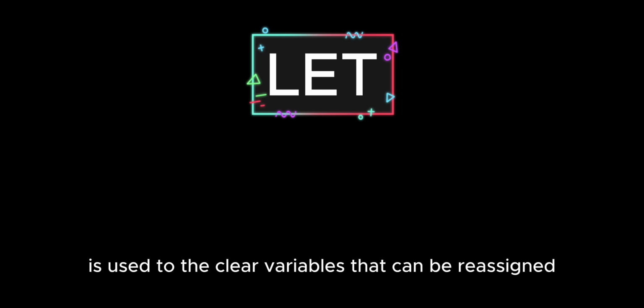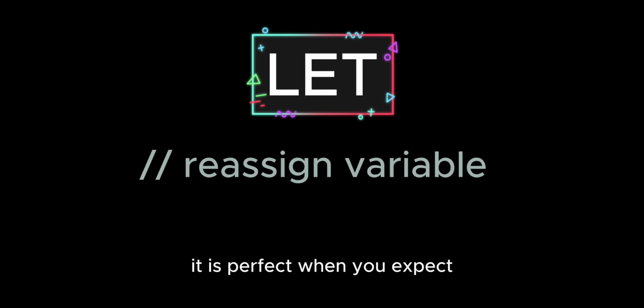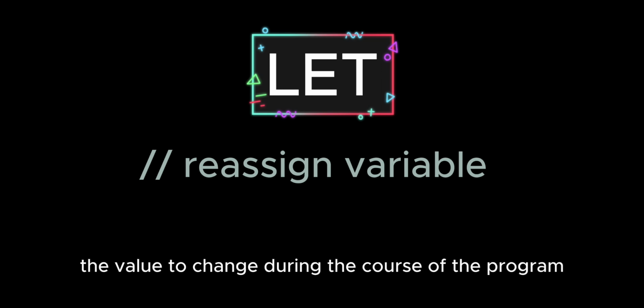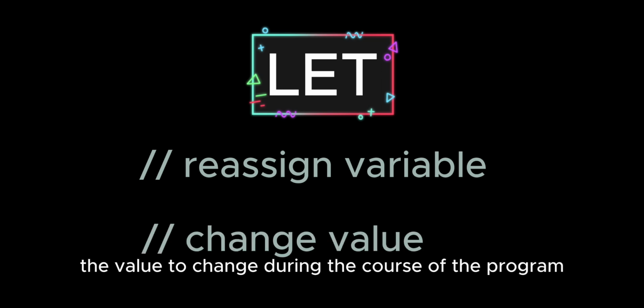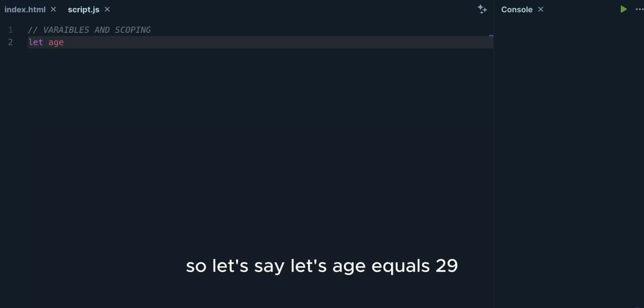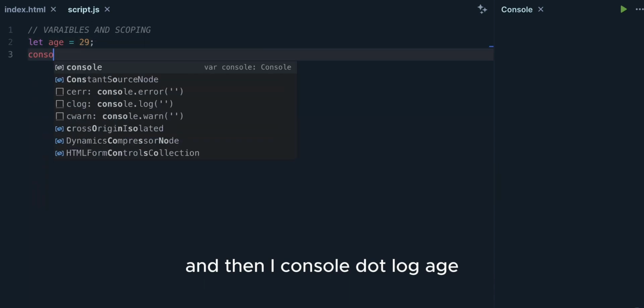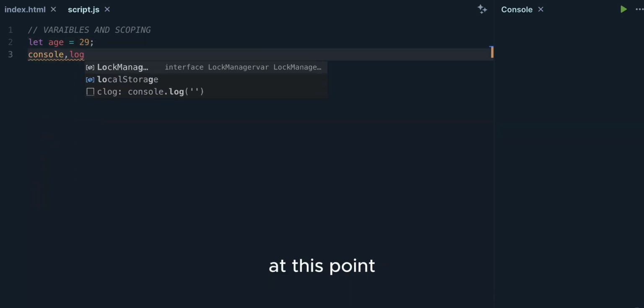The let keyword is used to declare variables that can be reassigned. It is perfect when you expect the value to change during the course of the program. So let's say let age equals 29. And then I console.log age at this point.